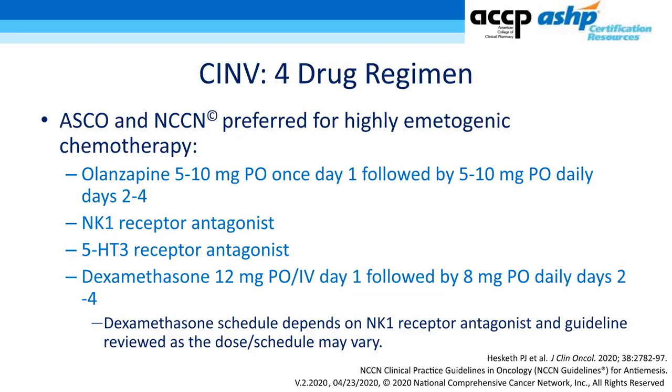ASCO and NCCN list a 4-drug regimen as preferred for highly emetogenic chemotherapy. This includes, as we've highlighted, olanzapine, which I will mention, NCCN does recommend a 5 milligram dose over the ASCO guidelines currently listing a 10 milligram dose. And this is related to sedation effects that are observed in our older patient population. So it is reasonable to dose reduce patients related to olanzapine toxicity. Furthermore, that is in combination with an NK1 antagonist, a 5-HT3, as well as dexamethasone as a steroid.